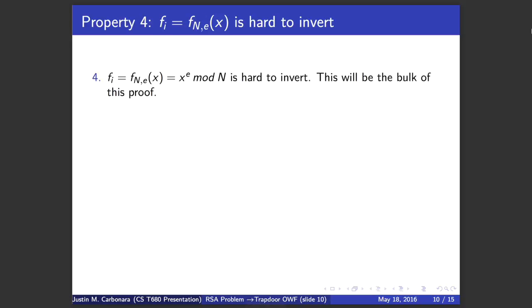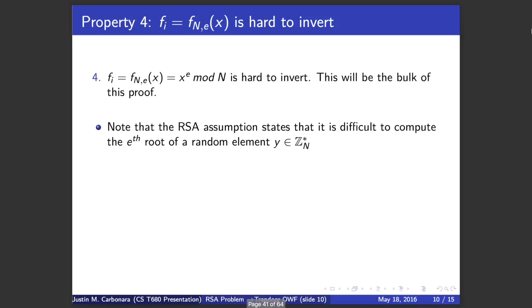The fourth property, the RSA function f_i(x) = x^e mod n is hard to invert. This will be the bulk of the proof. Note that the RSA assumption states that it's difficult to compute the eth root of a random element y in Zn star. In our case, we first pick the root, then compute y = x^e mod n.